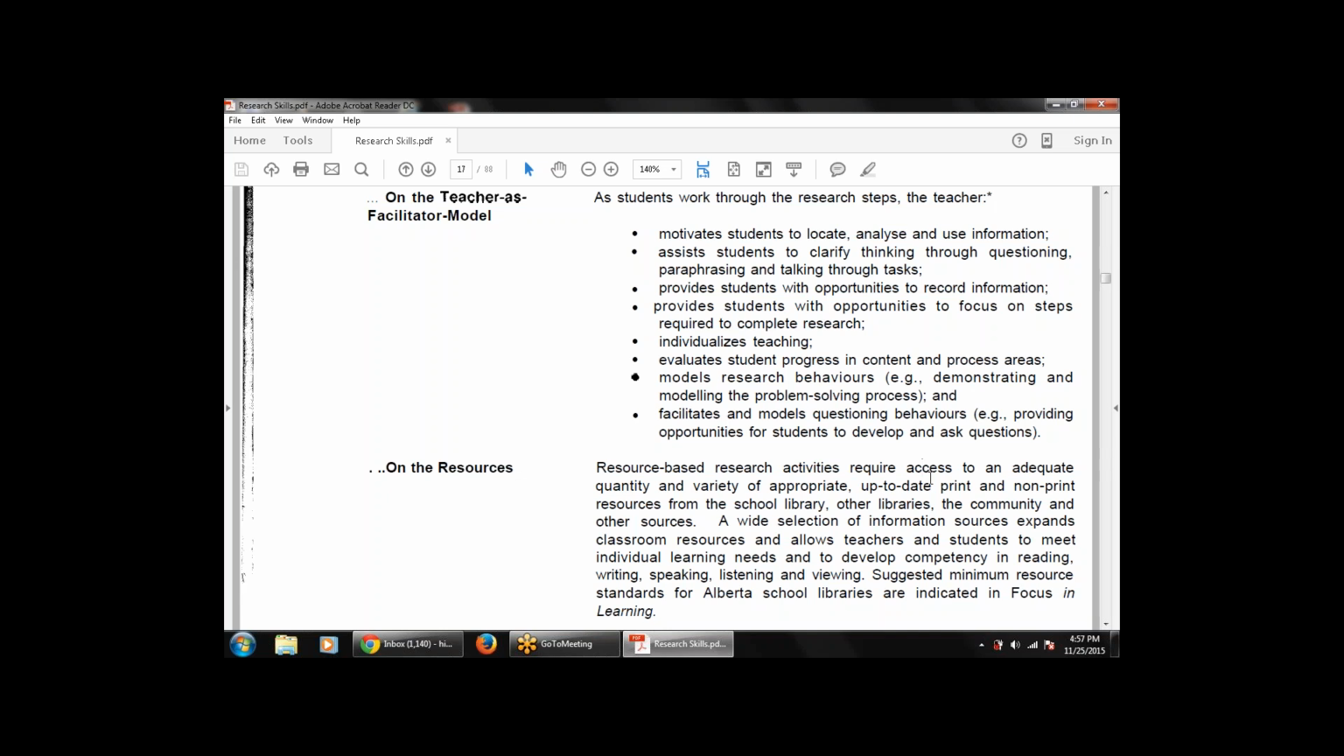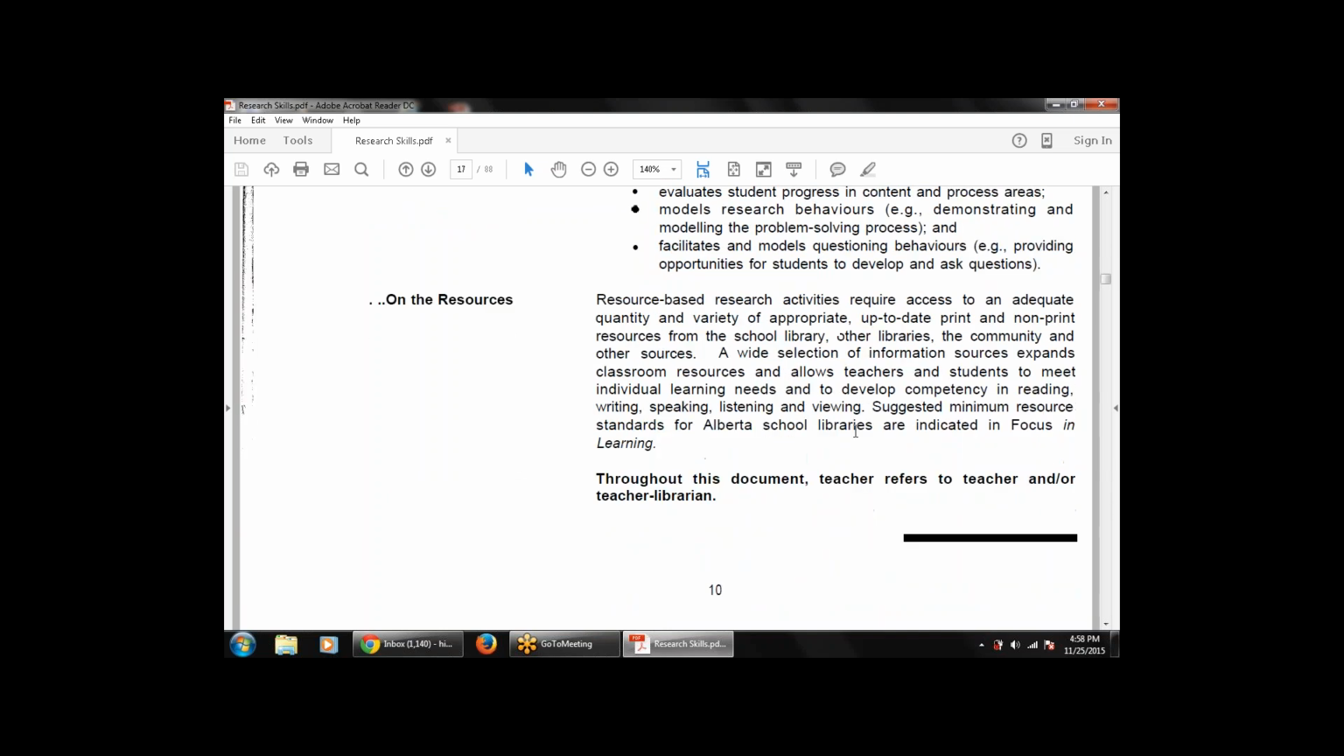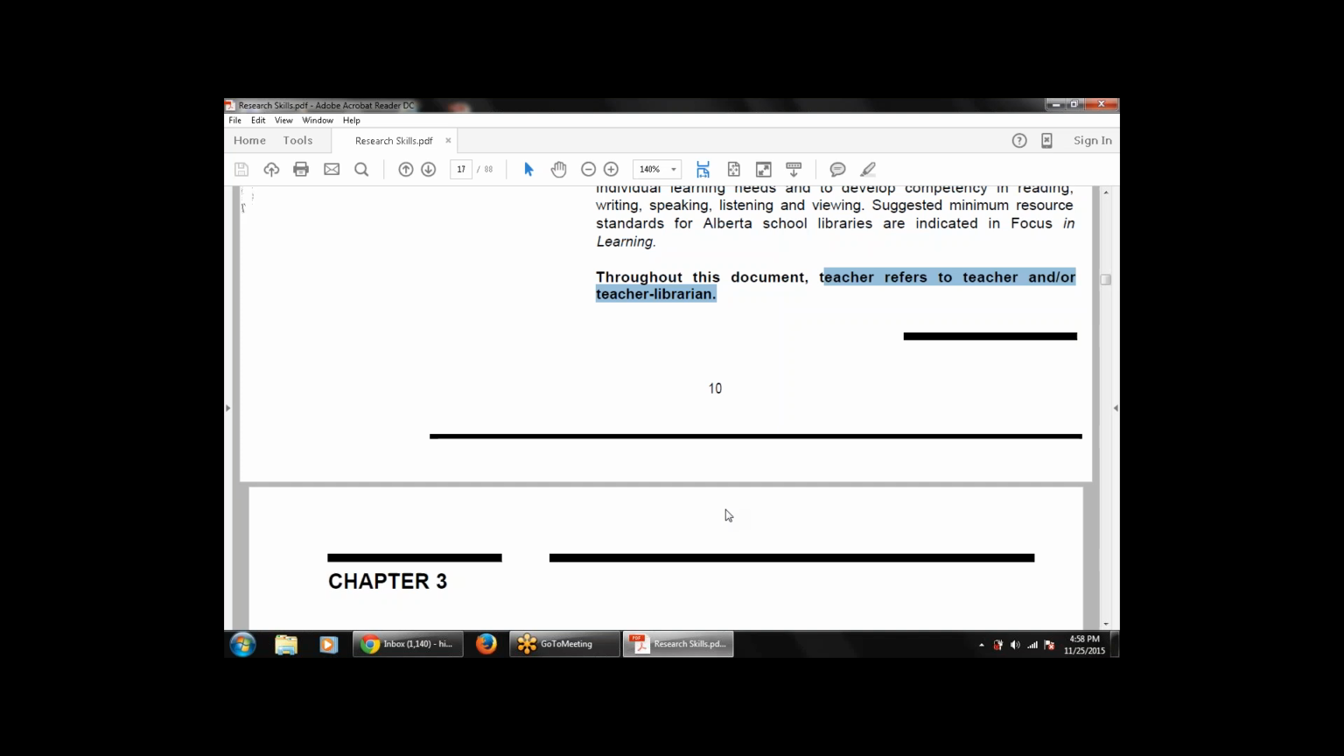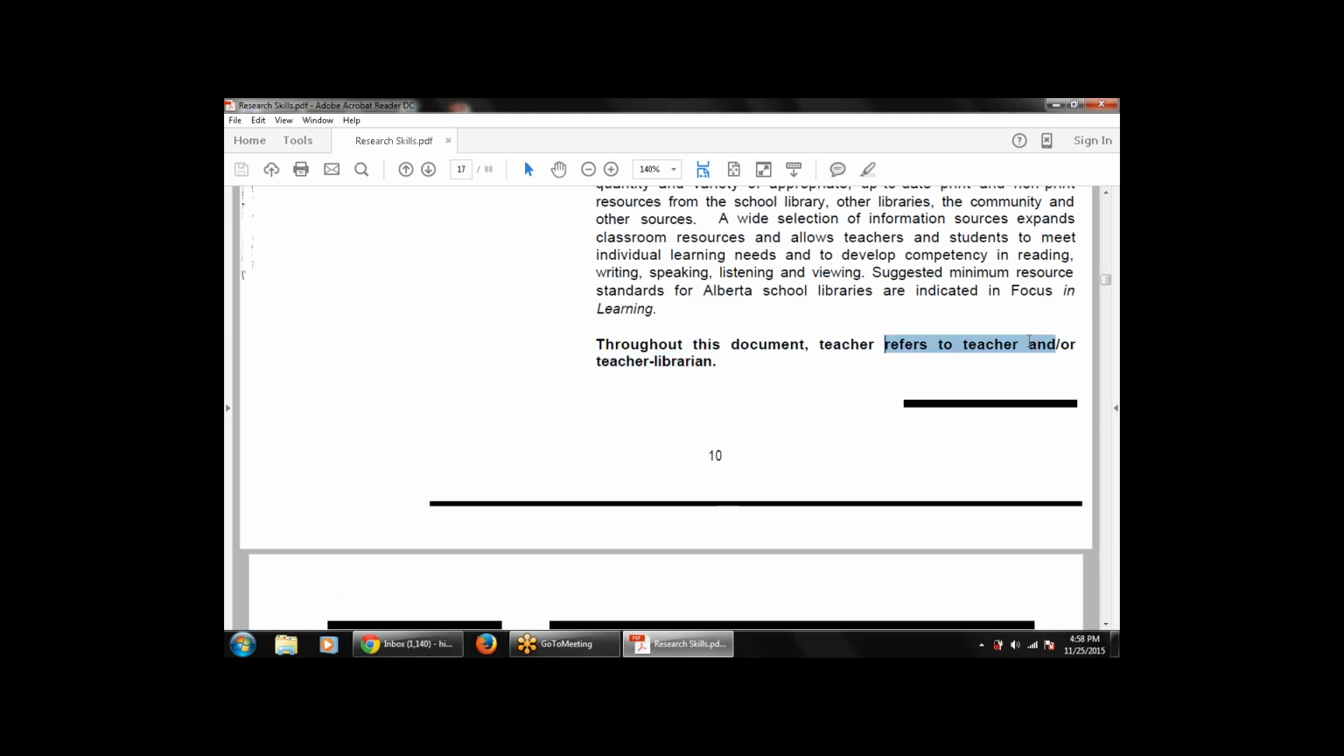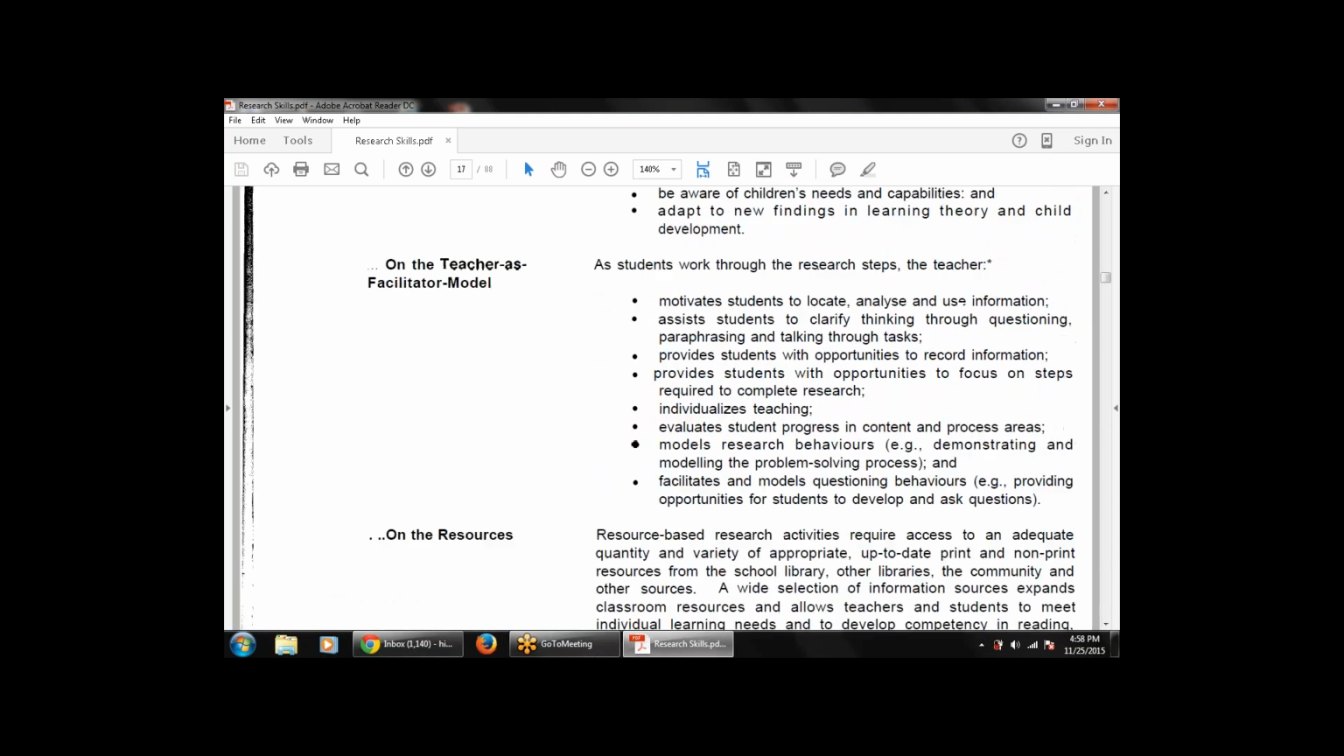Suggested minimum resource standards for the Alberta school libraries are indicated in Focus on Learning. That means the next topic is Focus on Learning, which is indicated in this document. But this focus on the resources means there should be minimum or efficient resources used for the research skills. Throughout this document, teacher refers to the teacher and or teacher librarian.